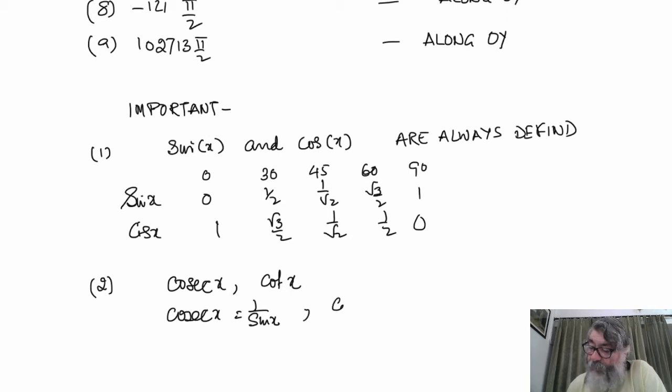And cot x is what? Cot x is cos x upon sin x. Again, in the denominator, sin x is coming. So that means wherever sin x will be 0, cosec x and cot x cannot be defined. Cosec x and cot x cannot be defined where sin x is 0. And sin x is 0 where? On the vertical line.